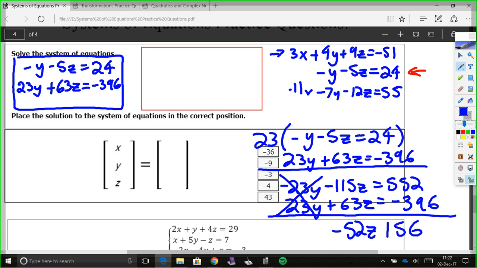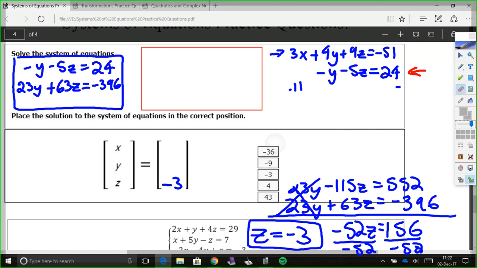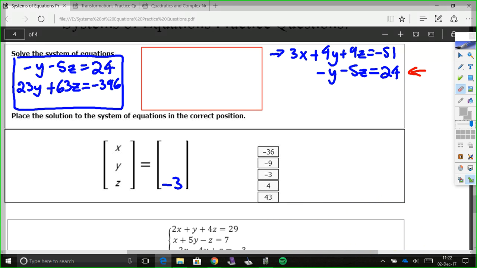And now all I have left is to solve for z. Because I don't have any y's, I don't have any x's. All I need to do is divide by negative 52. And I'm going to get z equal to negative 3. So there's already part of my answer, z equals negative 3. So let's go ahead and put that over here. I've got one of my answers. Now it's going to be a little bit easier. I didn't mean to erase that part of the equation up on top, but it's okay.